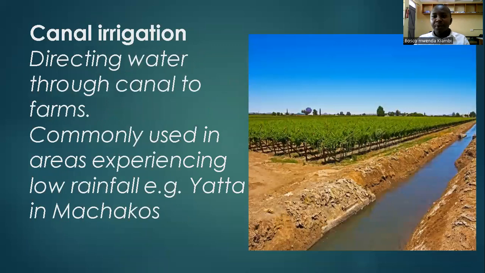Right. We also have canal irrigation. I think this one is an example of canal irrigation that is in Yata, in Machakos, where water is directed to farms through canals. And this one is common in the areas that experience low amounts of rainfall.